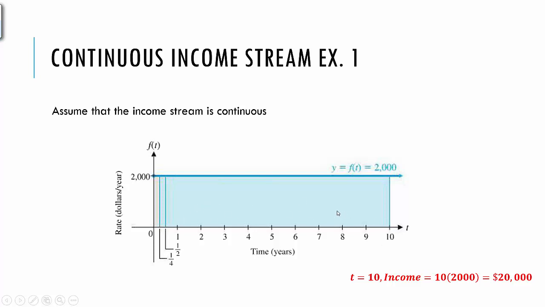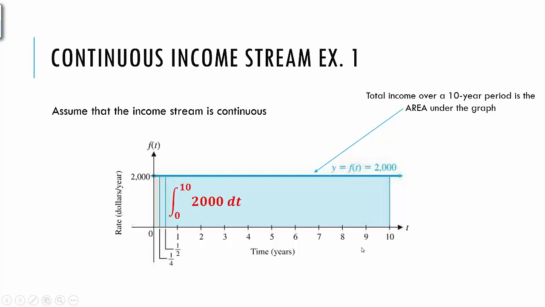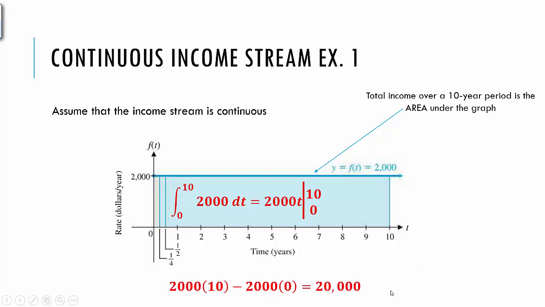and again, looking at this area underneath here, you can see the rate is this line up top, and I'm finding the area underneath this rectangle. So if this is continuous, then the total income over a 10-year period is simply the area of this graph, which we know how to find with our antiderivative. I get 2000t and I evaluate it from 10 to 0, which would be my $20,000.